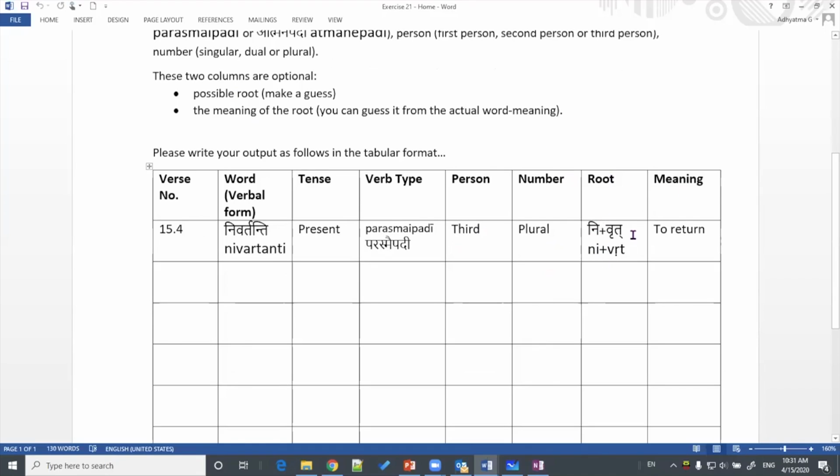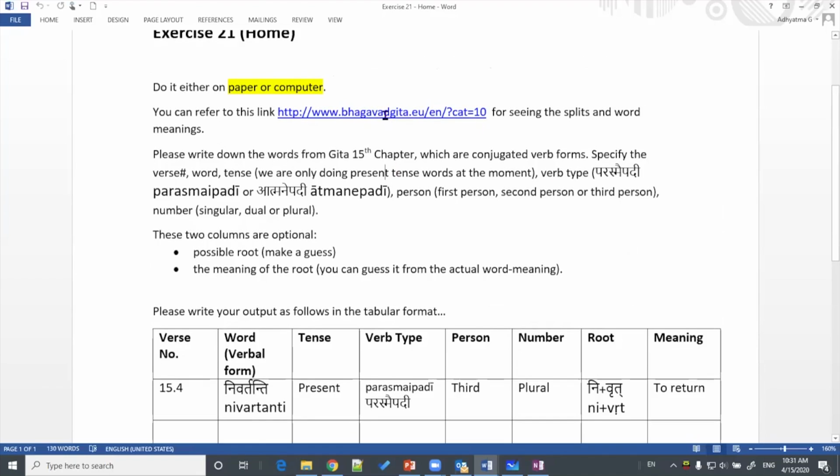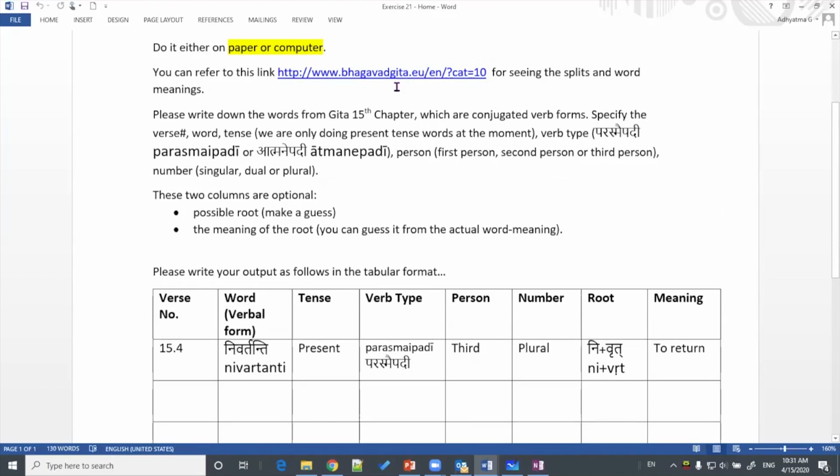You can make a guess, and as I showed you this website, you can actually see in this website what is exactly the root. And when there is a prefix, the upasarga, just write it like this. And the meaning, again, you can take the help of this website. And you can always verify. So first you write yourself, make a guess, and then you can verify whether your guess is correct or not. So this website kind of gives you the solution also to which are the verbal forms. You can look it up there.